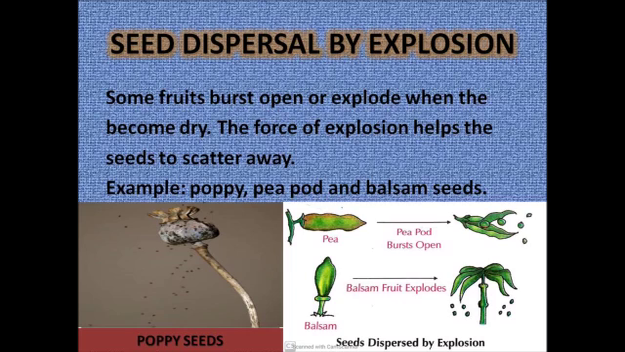We can give examples like poppy, pea pod and balsam seeds which get dispersed by explosion, and I have given you the diagram also on your screen and you can see the picture of poppy seeds.